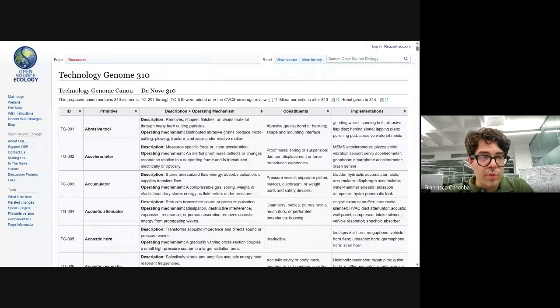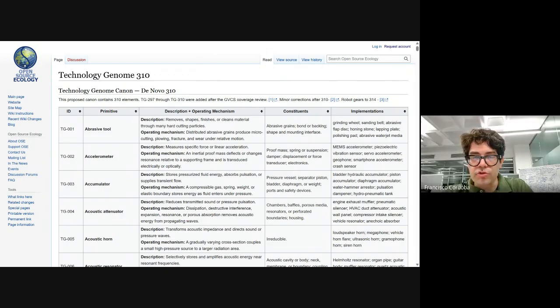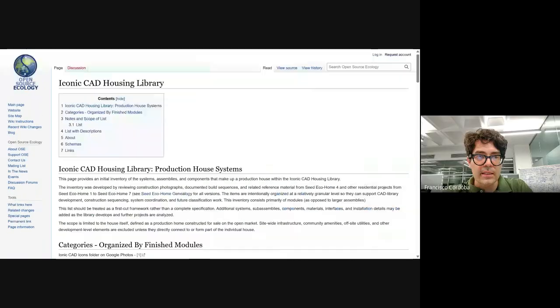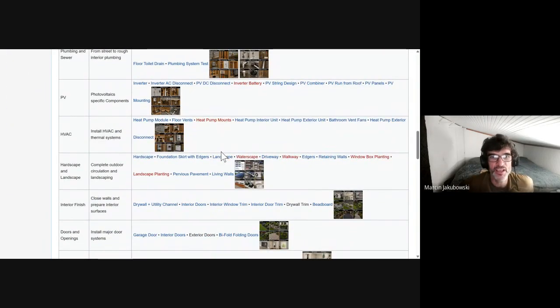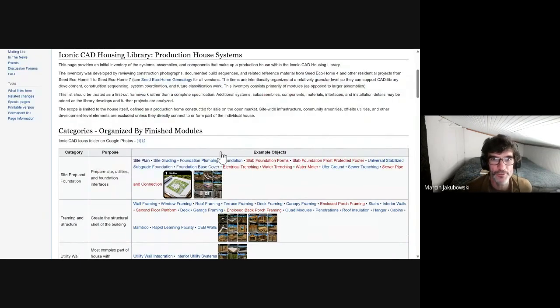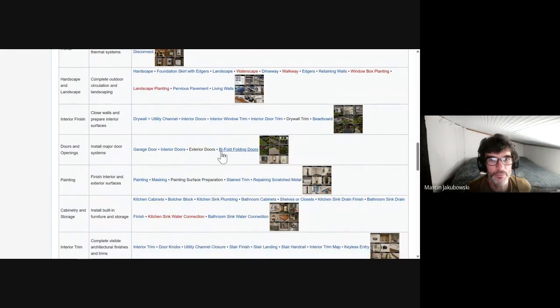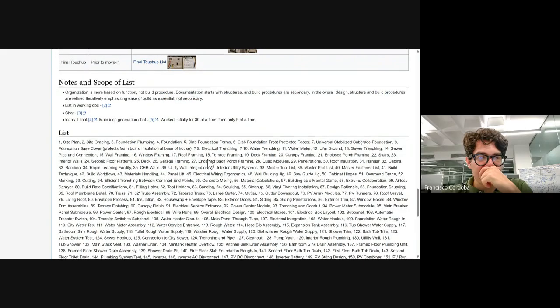Are you talking about this one, the Genome 310? No, not that one. No, the housing, the construction set. Iconic housing library. This one. Yep. We need this library so that we can produce, like, say we go into a particular environment, we have these particular ways to build or requirements. This covers absolutely everything from small homes, large homes, workshops, other buildings.